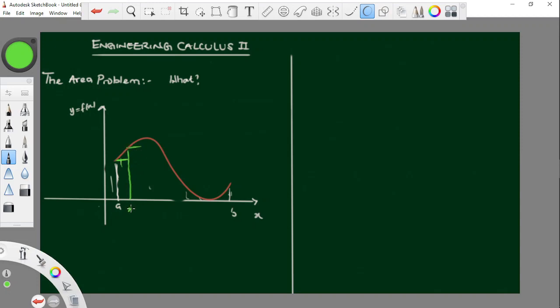If I call this x0, which is where my A is starting from, then x1, x2, x3, x4, x5, and my B, let that be equal to x6. So I can approximate the area with strips like this. Between x2 and x3, I can have something like this. Between x3 and x4, I can have something like this.